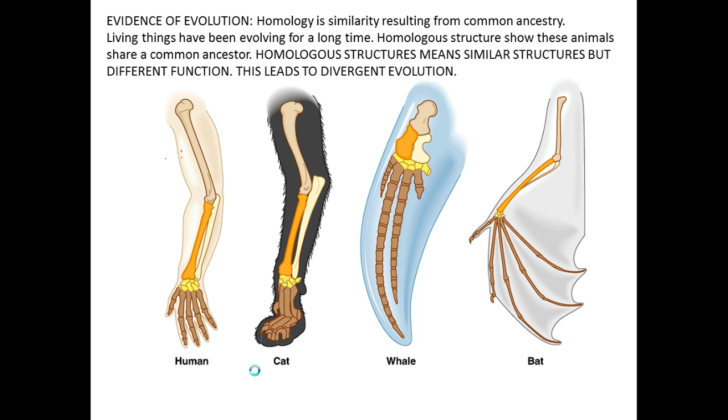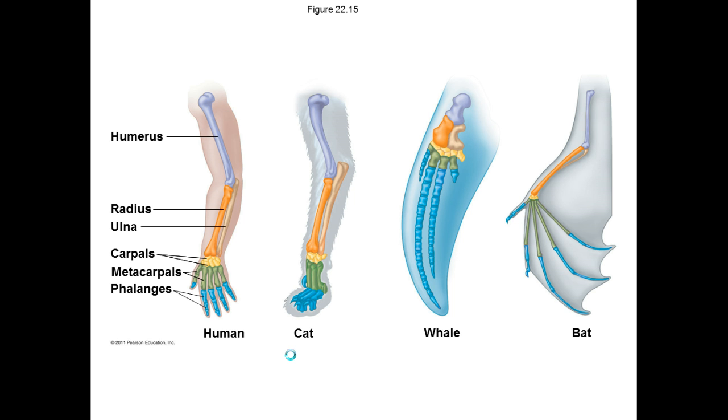Another evidence of evolution is homology. Homology results because of common ancestry, meaning there's evidence of a common ancestor because the structures are similar, even though their function is different. If you look at the human hand, the cat, the whale, the bat, they all have that similar structure. They all have the humerus, radius and ulna, carpals, metacarpals, and phalanges. Yet they might be a little different, but the structures are all there.